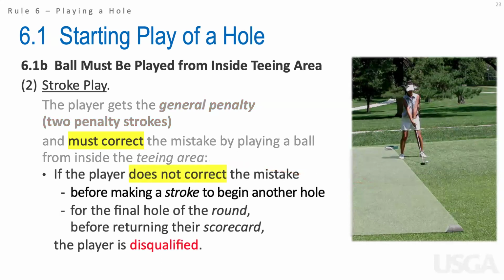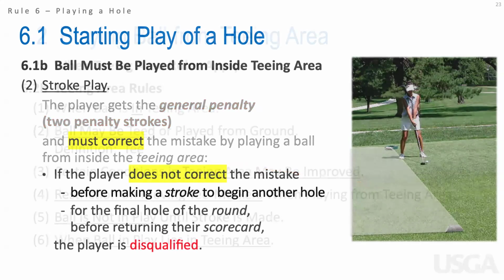If you don't, say you get to the putting green, you've holed out, and then you've gone to the next teeing area and you've teed off, then we're going to have some issues there. You're going to be disqualified at that point. That's the trigger. But as long as you can get that corrected before you tee off, or if you're on the last hole of your round, before you return your scorecard, then we're going to be okay. All will be okay.